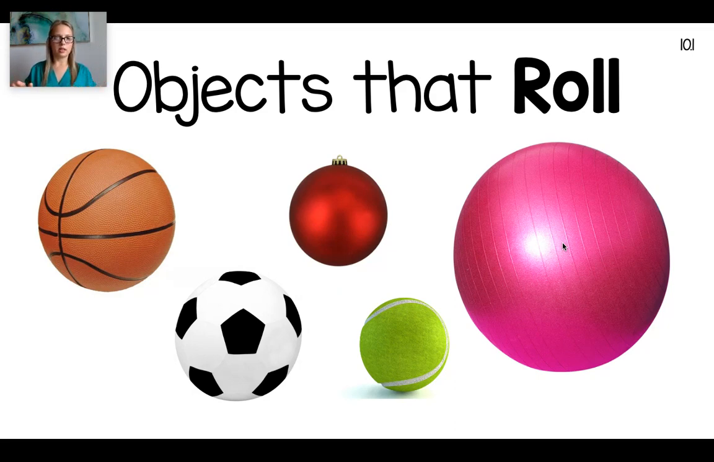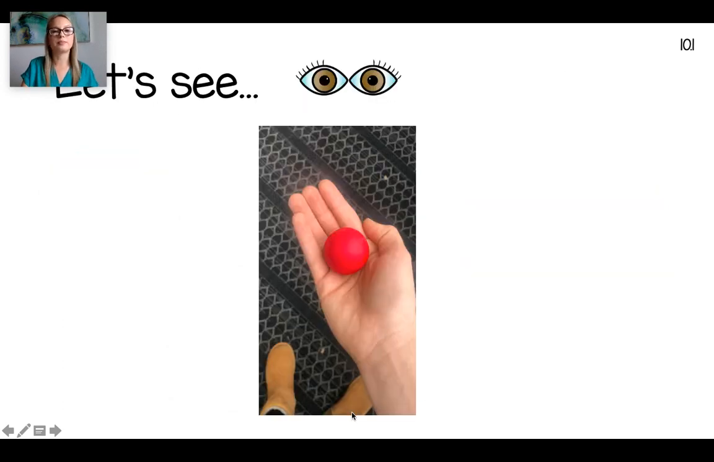Okay. I want you to look at all of the objects. The basketball, the soccer ball, the ornament, the tennis ball, the yoga ball. Yes, they're all balls, but I want you to look at the way they're shaped, the way they're formed. Why do you think they can all roll? They're not the same thing, right? A tennis ball and an ornament are not the same thing, but why can they roll? Because they have a curve or a round side that lets them roll. Very good.